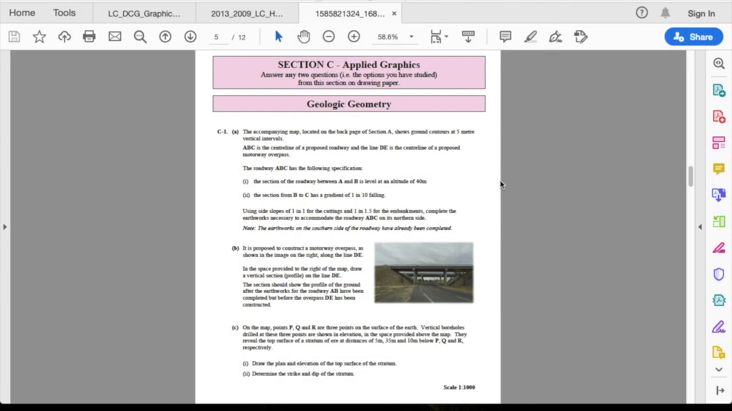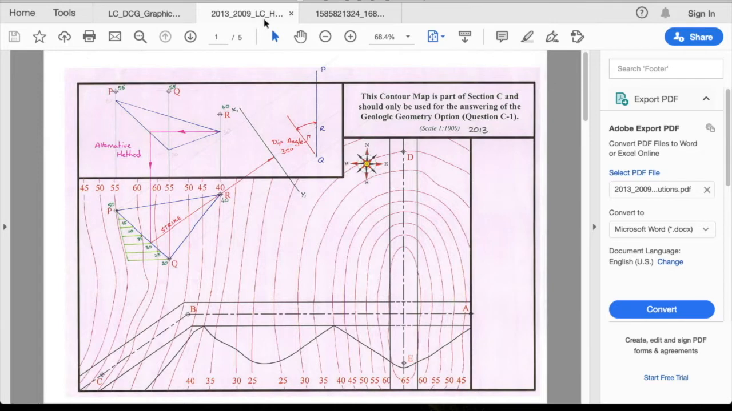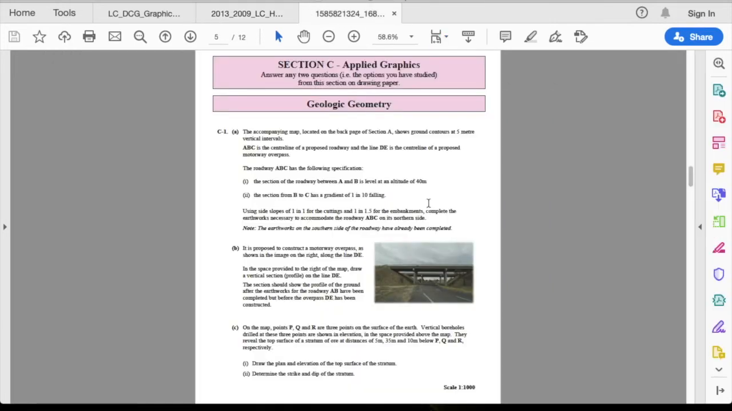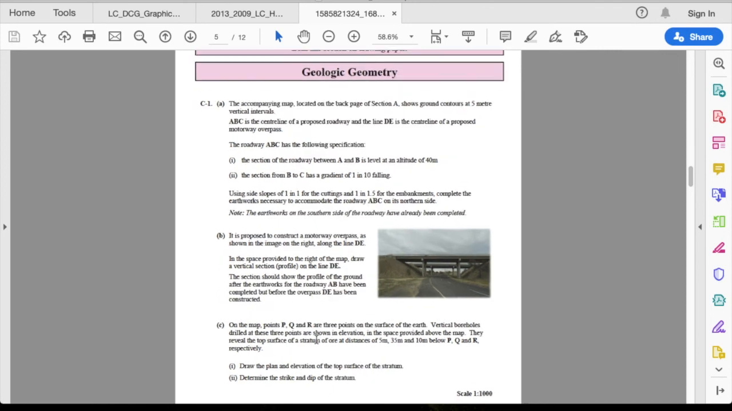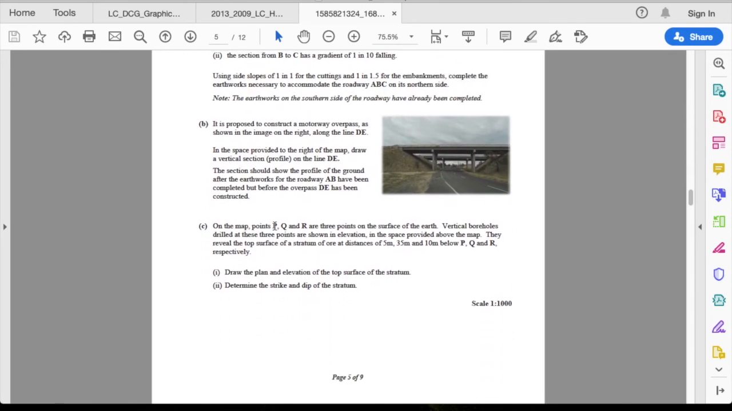This is an alternative way to find the strike in the geologic geometry questions, and the one I'm going to use to explain that is the 2013 geologic geometry question, in particular part C. On the map, P, Q, and R are 3 points on the surface of the Earth.